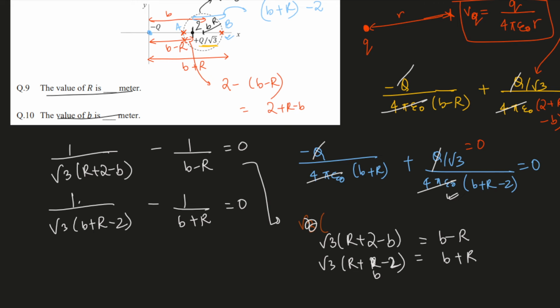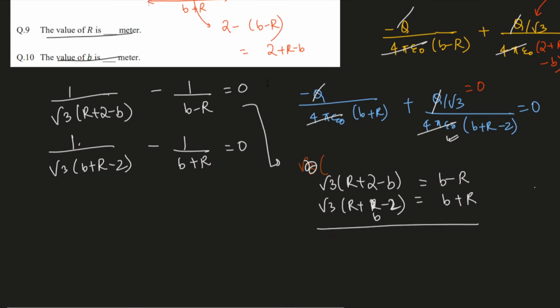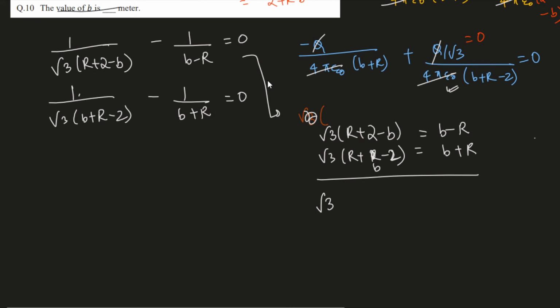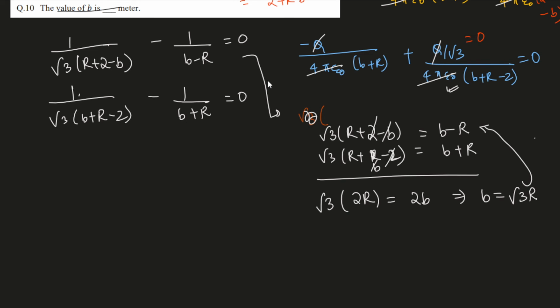We first add these two equations together. Square root of 3 is common, and these will cancel out, so that gives us 2r equal to 2b. So b is equal to square root of 3 r. Now we put this back in the first equation. This gives us square root of 3 times (r minus square root of 3 r plus 2), where instead of b we write square root of 3 r, and this is equal to (square root of 3 minus 1) r.